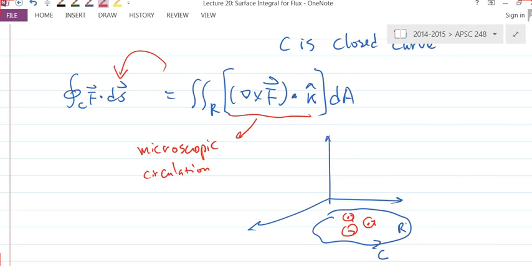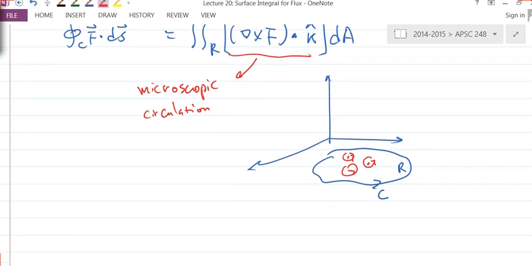I'm trying to give you a venue to understand this Green's theorem. Otherwise, you write this formula 10 times, it's yours. Okay? So that's Green's theorem.